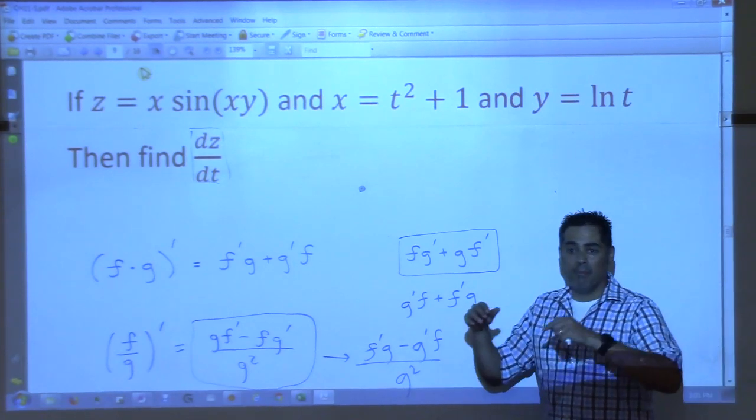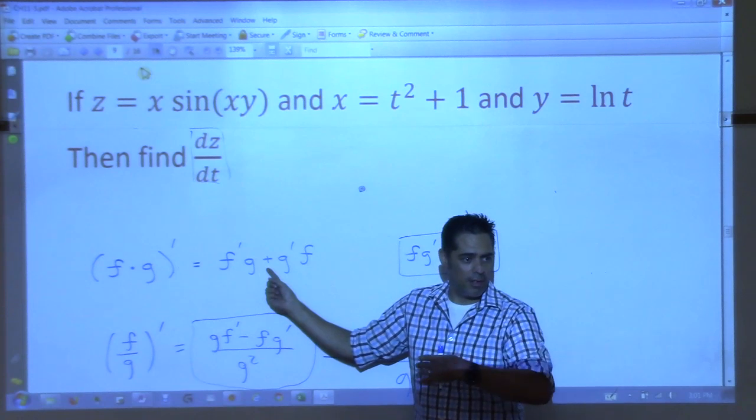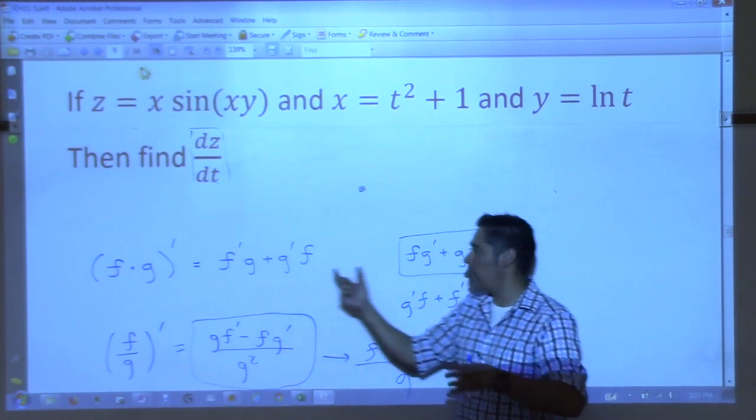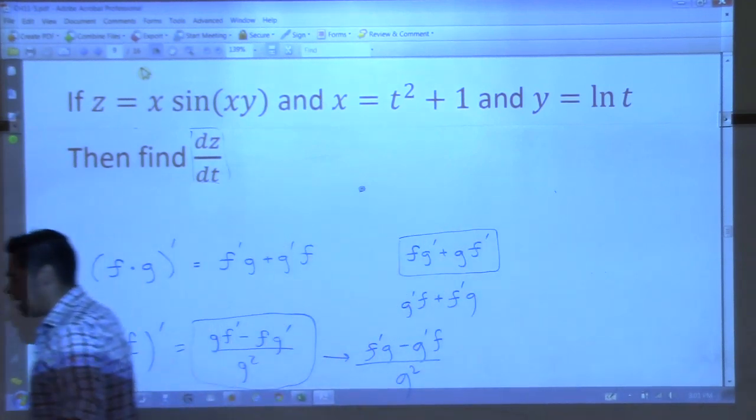So whenever I'm sitting here and I do the product rule, I'm always going to do it this way because that's the way I teach it. That's the way I learned it. I mean, that's not the way I learned it, though. So I know some of you do it this way. Doesn't matter.